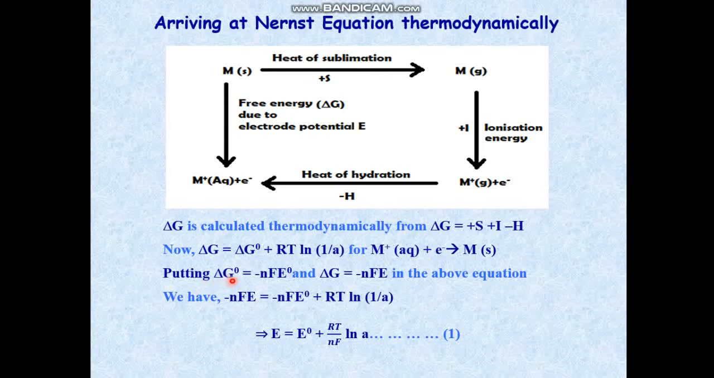Now if we put delta G0 as minus nFE0 and delta G as minus nFE in this equation, we get the relationship minus nFE equals minus nFE0 plus RT ln 1 by A, and rearranging this equation we finally arrive at the Nernst equation, E equals E0 plus RT by nF ln A. Here I must mention that n is the number of electrons released by the metal, F is the Faraday, E0 is the standard potential, and E is the electrode potential.